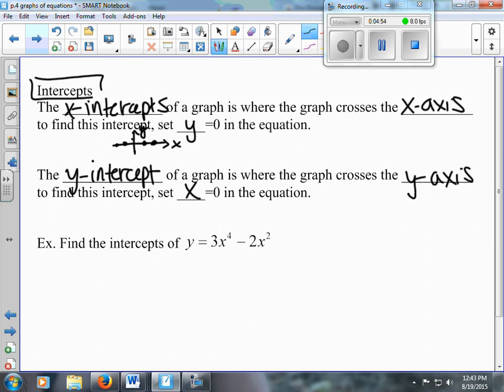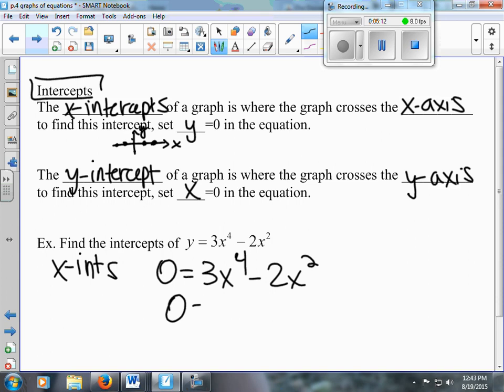So that's where you switch the letter a little bit. If I want to find the x-intercepts of the equation y equals 3x to the fourth minus 2x squared, I will set y equal to 0. To find x-intercepts, you set y equal to 0, and then you solve for x. Okay, the way to solve is similar. It's going to be the same every time almost. You want a 0 on one side, and then you want to factor.